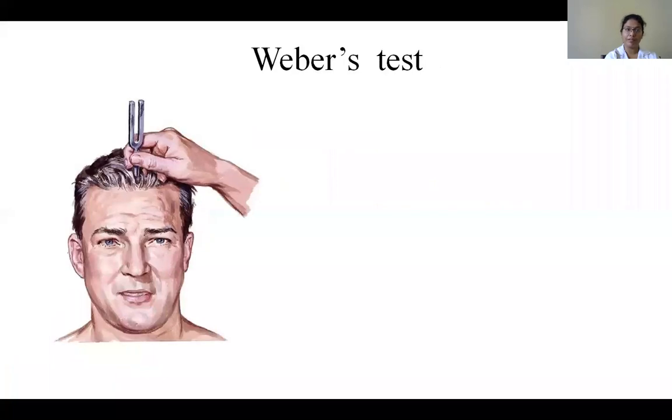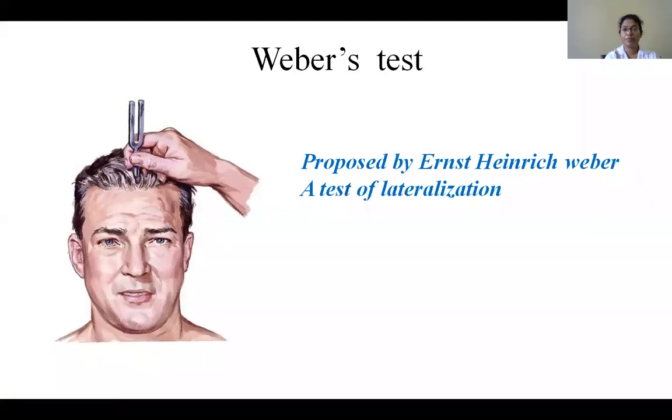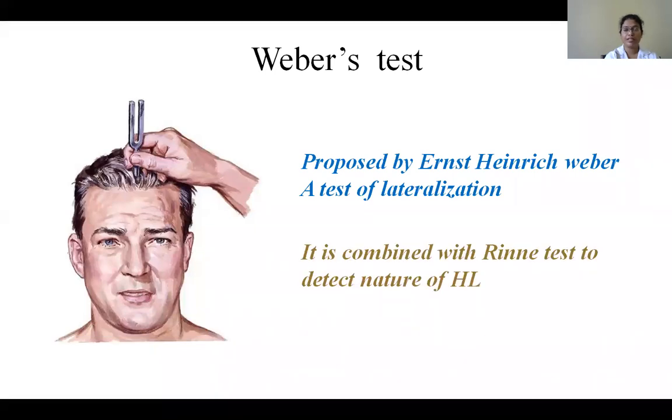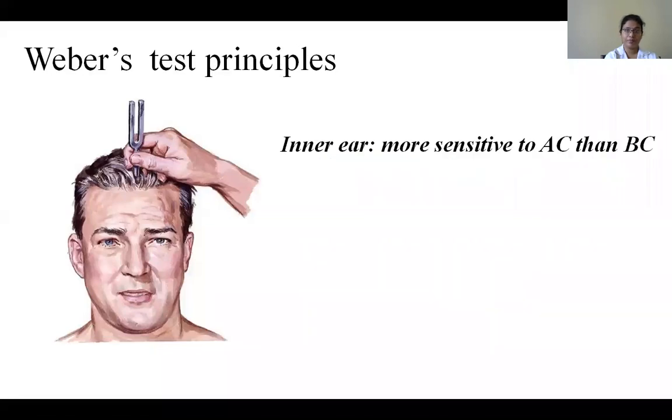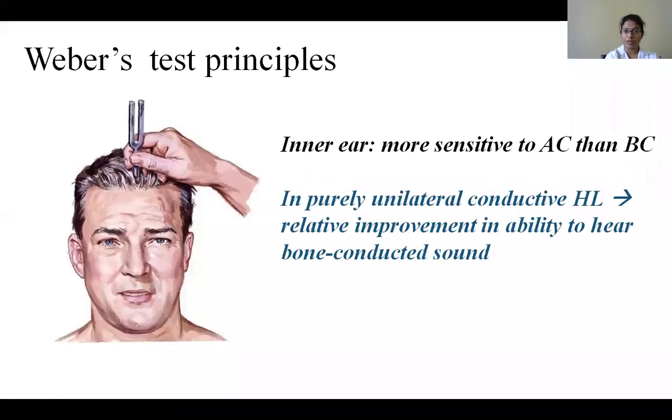Now coming to Weber's test. Now it was proposed by Ernest Heinrich Weber. It is basically the test for lateralization. Now it is combined with Rinne's test to know what is the nature of hearing. So now we know that inner ear is more sensitive to air conduction than bone conduction. Why? Because the amplification component is present in air conduction, which is absent in bone conduction.